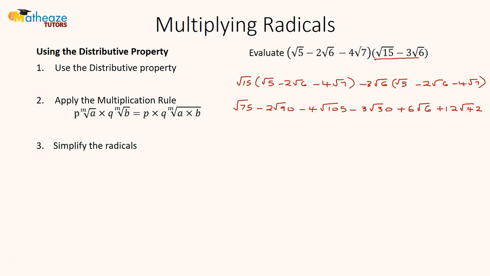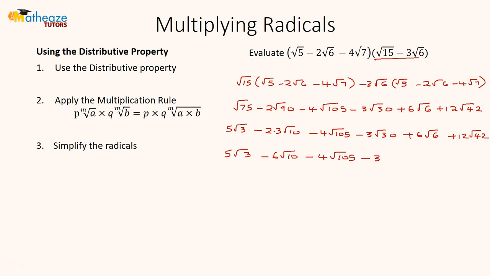So now let's simplify each of these terms. This is going to give us 5 square root of 3 minus 2 times 3 square root of 10 minus 4 square root of 105 minus 3 square root of 30 plus 6 square root of 6 plus 12 square root of 42. So now let's simplify. This is 5 square root of 3 minus 6 square root of 10 minus 4 square root of 105 minus 3 square root of 30 plus 6 square root of 6 plus 12 square root of 42. There are no terms that we can simplify or combine or group together. So this is the solution to this problem.